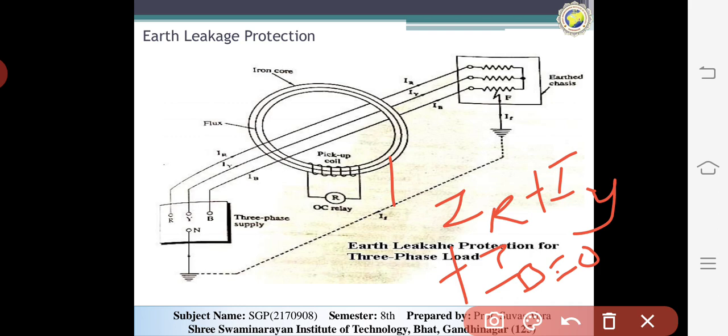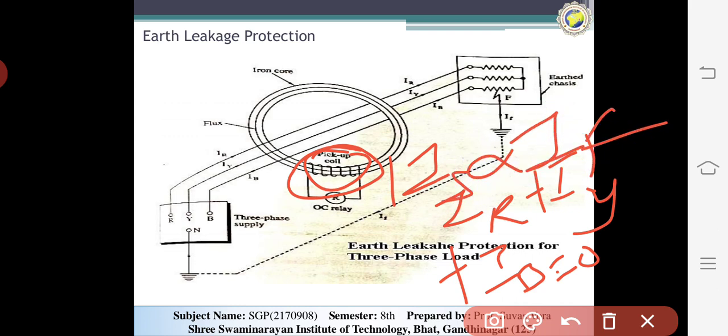Due to this, the MMF linking with the pickup coil is 0, so the pickup current will be 0. When leakage current flows in the complete path through the ground to the supply neutral, there is an MMF linking with the sensing coil proportional to the leakage current. It means that the current in the sensing coil IS is directly proportional to the fault current IF.